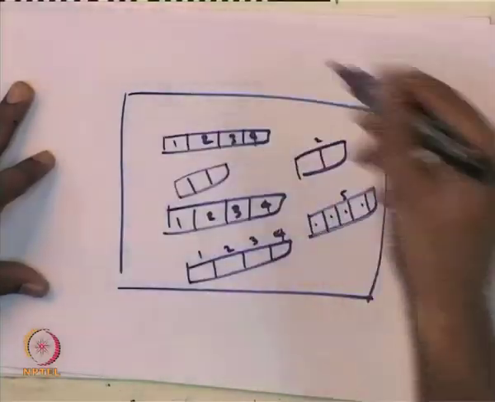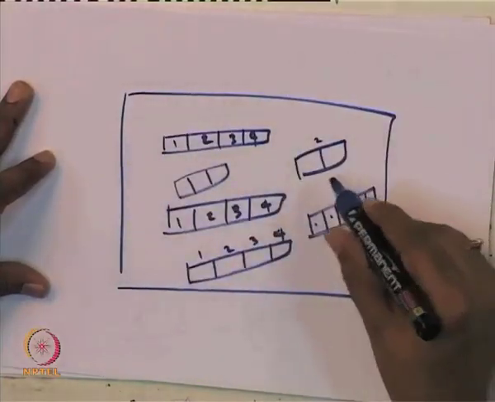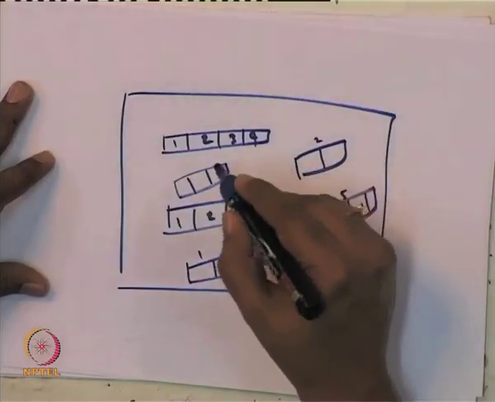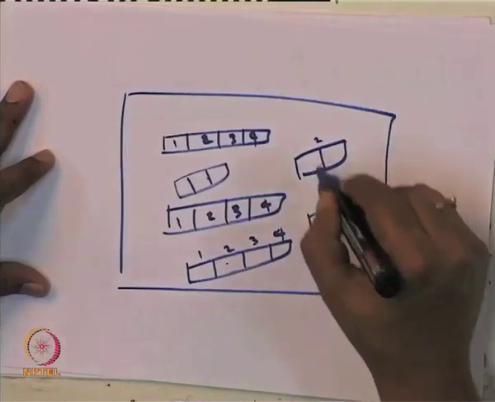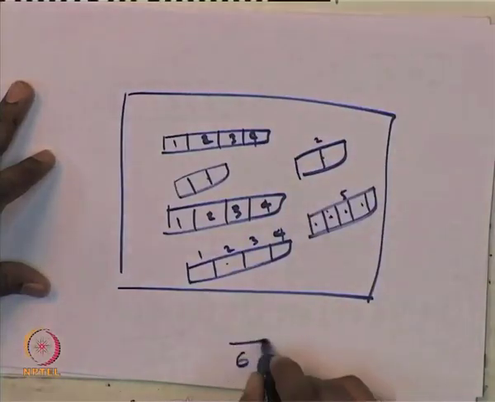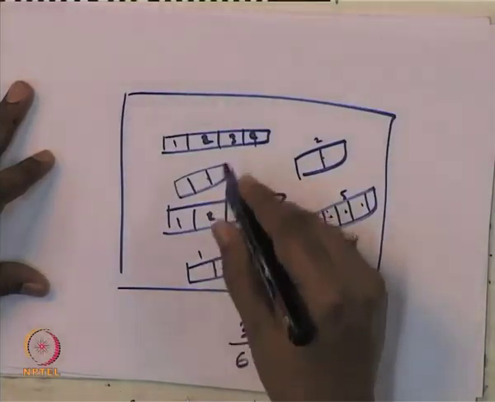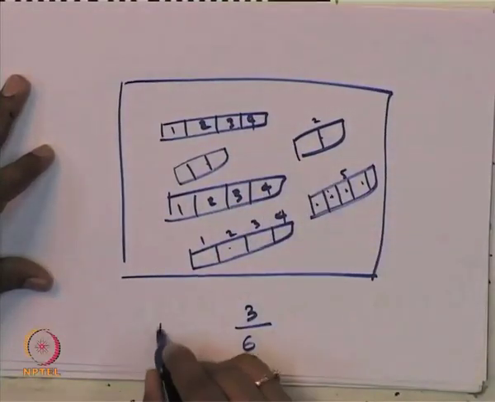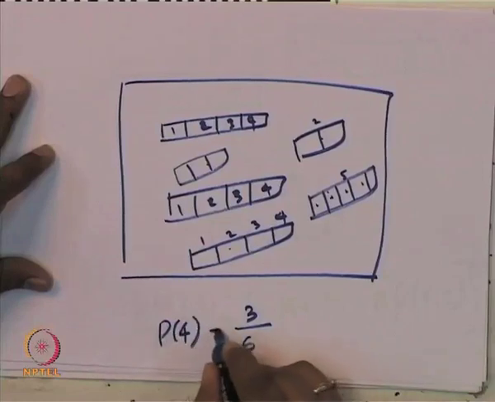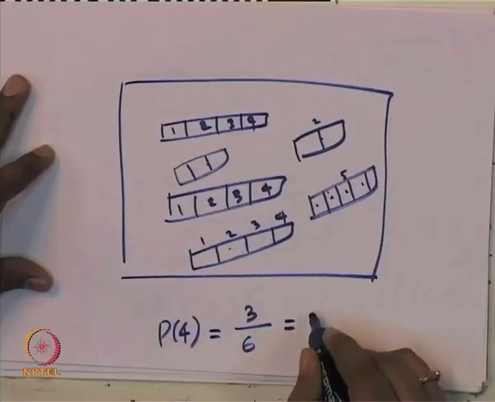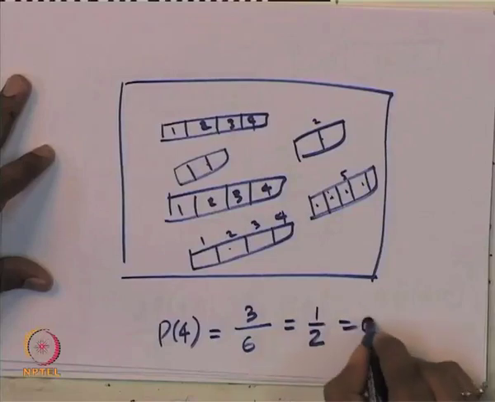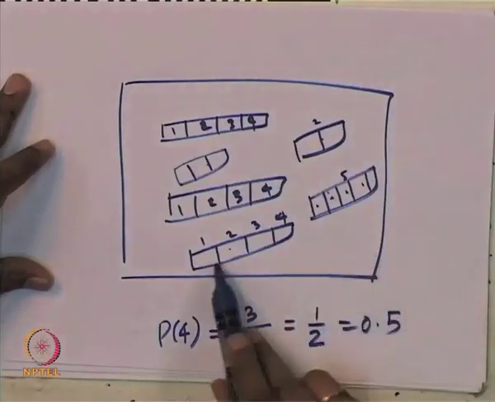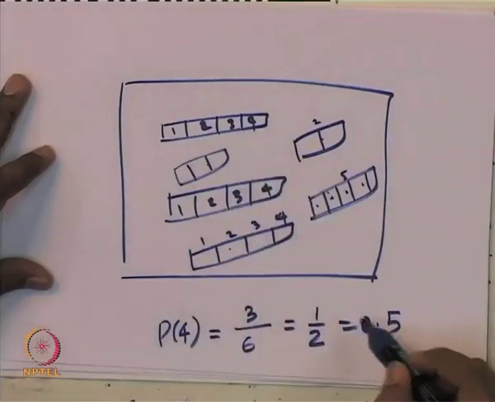So, there are all kinds of filaments having different lengths. Let us think of this. The total number of filaments is 1, 2, 3, 4, 5, 6. So, there are a total of 6 filaments. Out of that, 3 have 4 monomers. So, the P of 4 is 3 by 6, which is basically half. So, this is 0.5. The probability in this particular example to have 4 monomers is half.